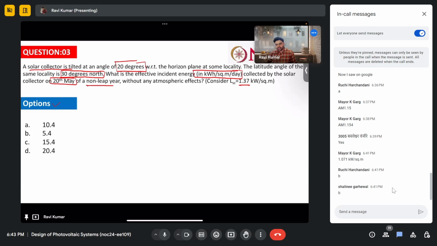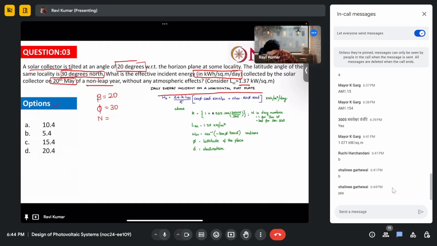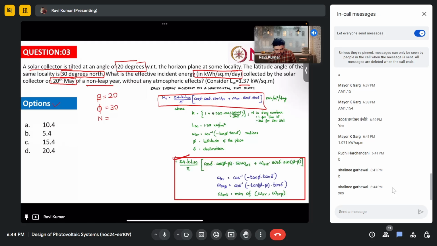You just need to calculate the energy on the tilted surface, where beta is given 20, phi is given 30, and the date is given, then you can calculate n. Let me know if you need the formula, because I think remembering the formula is a cumbersome task here. Do you need the formula, yes or no? If no, then solve it. If yes, let me know. Yes. See, this is the formula for daily energy without any tilt, and this is the formula with tilt. You just need to put the values in this equation and get the answer.